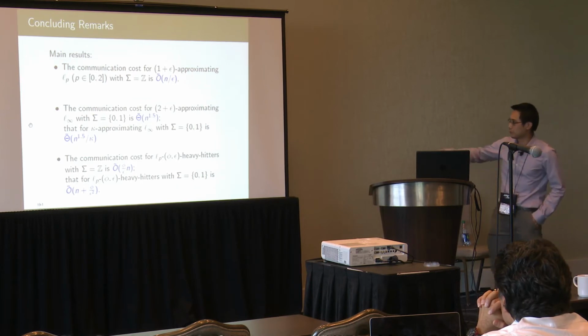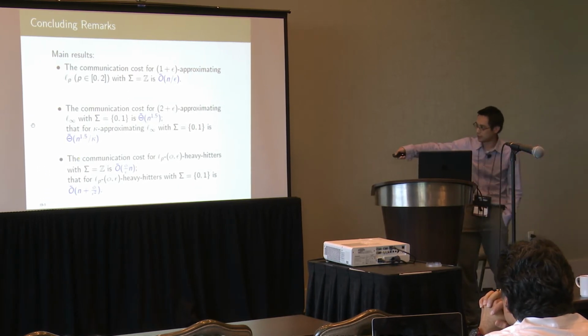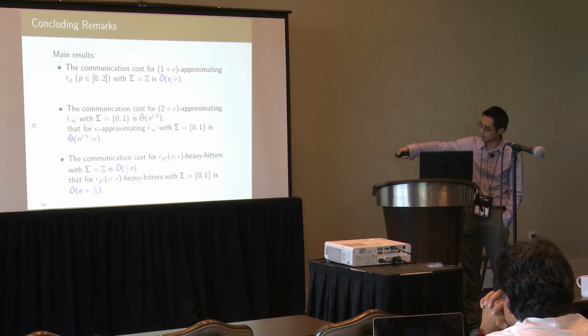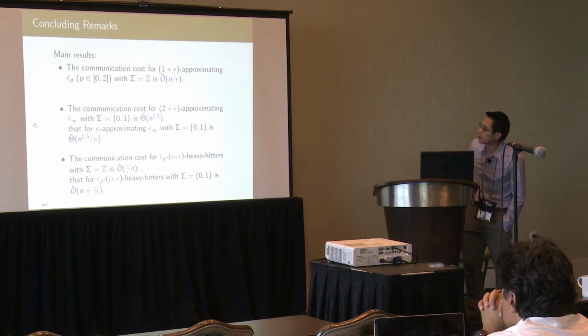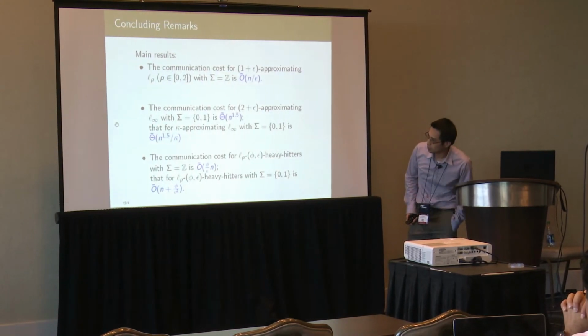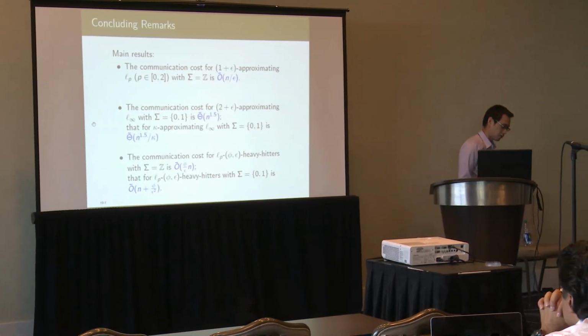And for heavy hitter, I didn't have time to talk about heavy hitter, so this is what we get. For a general matrix, we get phi over epsilon times n. And for a Boolean matrix, we get n plus phi over epsilon squared.